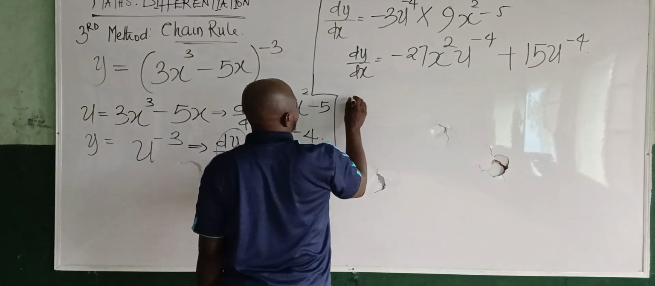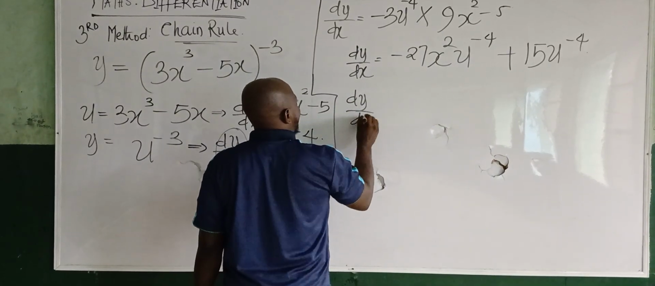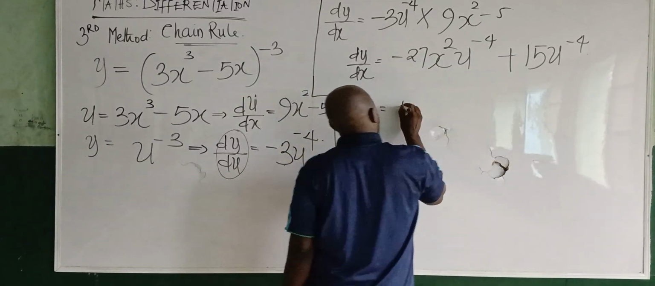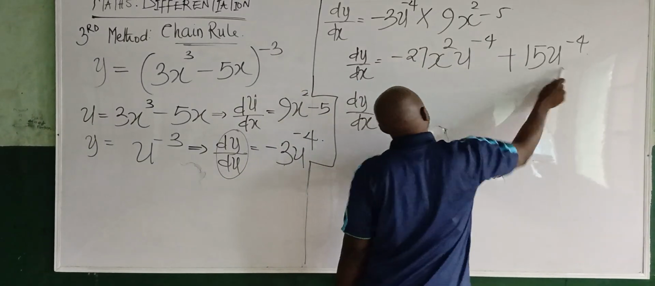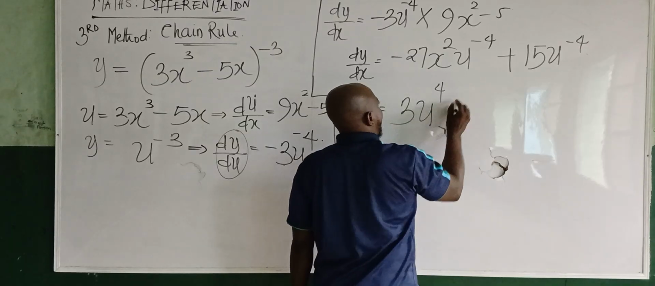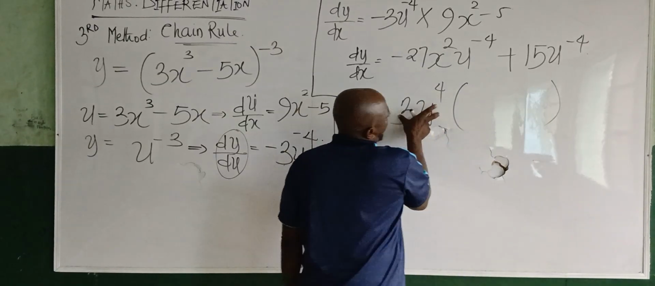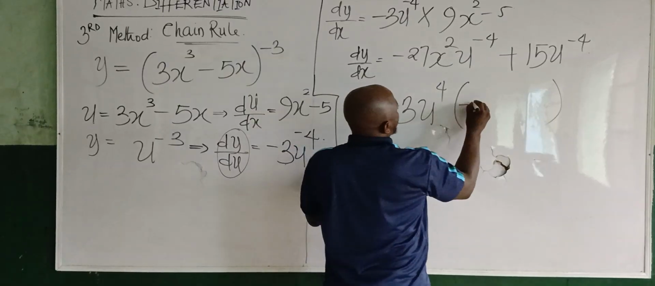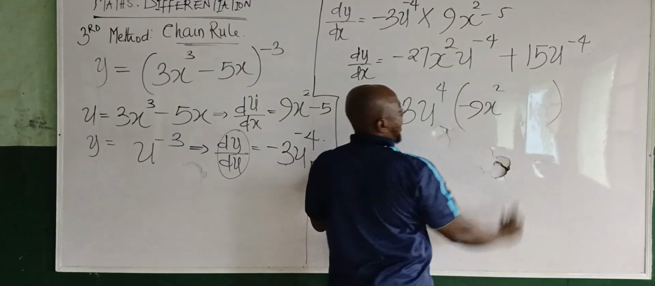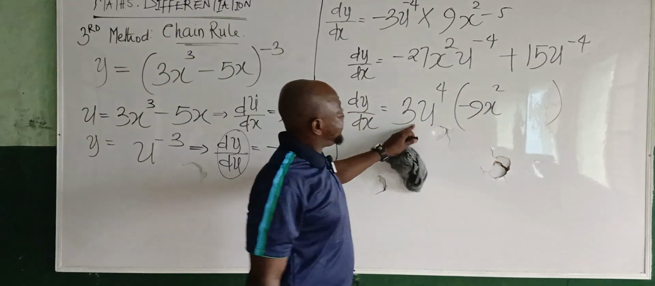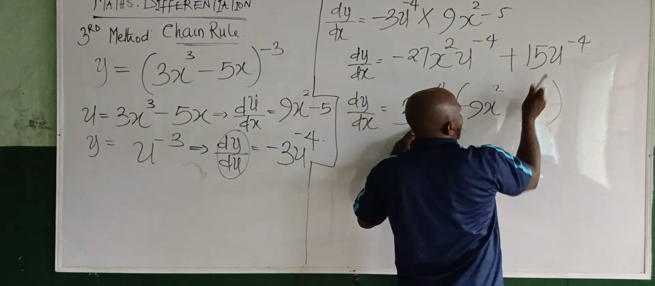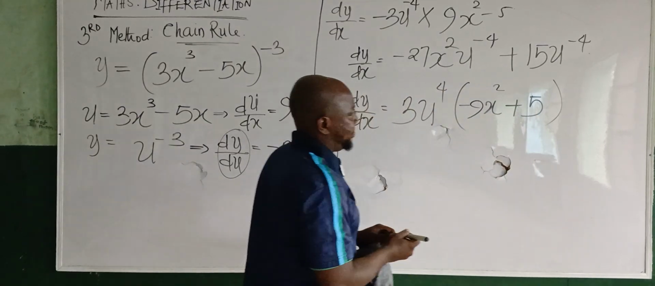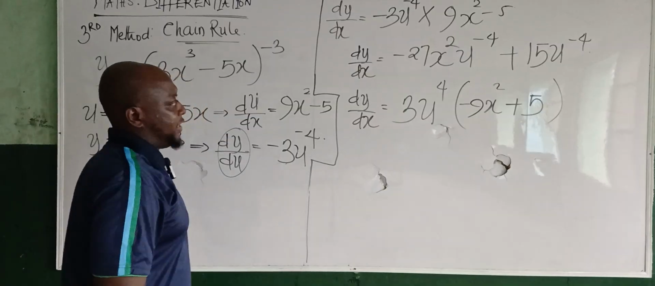Now going further, I'll say dy dx here. What is common here? What can go out of this one? I'll take 3 out. U is here, u is here. Bring my u out like this, and then open this bracket. So when I divide all of this by this, I'm going to have that. This one will give us minus 9x squared. That's what I'm having here. Next up, if I use this to divide this now, I'm having plus 5 as my value here.